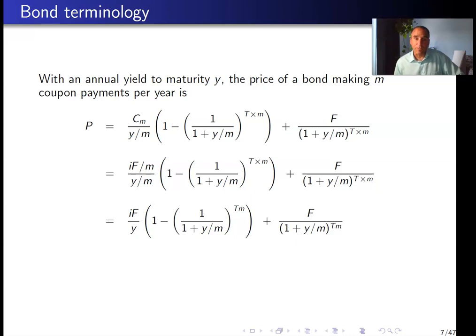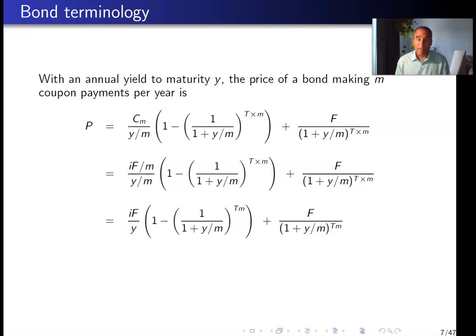The yield to maturity Y is an annual percentage rate. That is not the effective annual rate. The annual percentage rate is the number of times a coupon is paid per year times the rate of interest prevailing between 2 coupon payments, which means the effective annual rate here is given by 1 plus Y divided by M to the power M, as we have seen in the interest rate section.